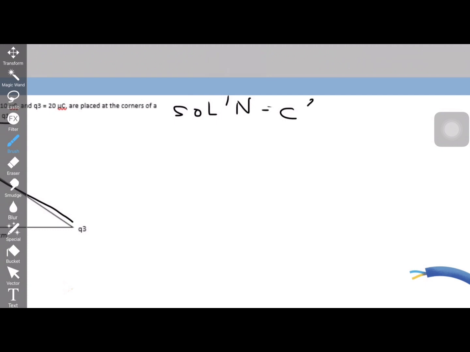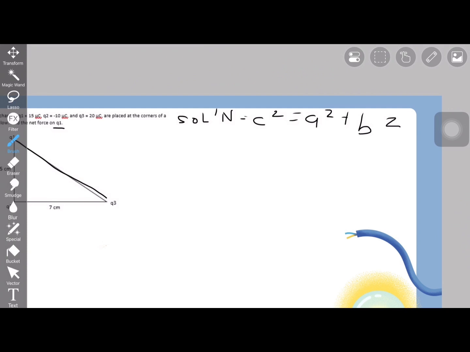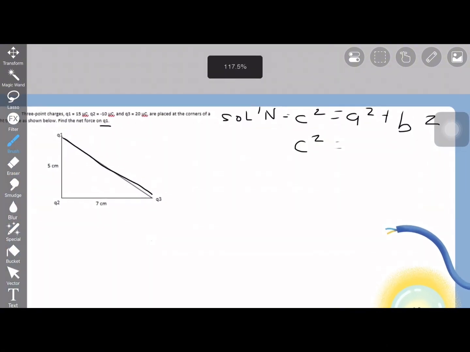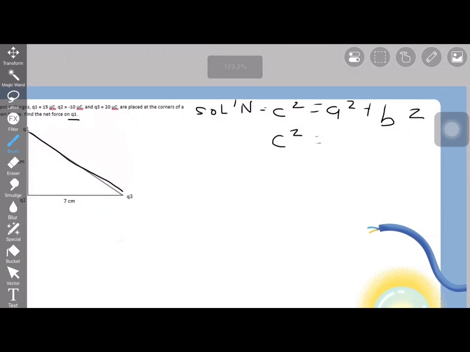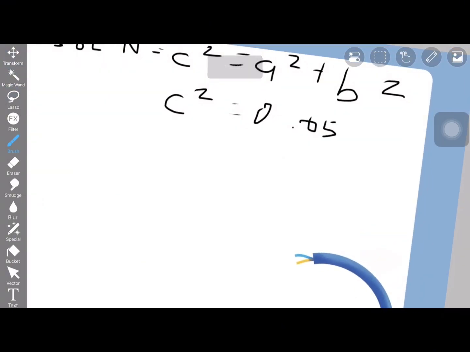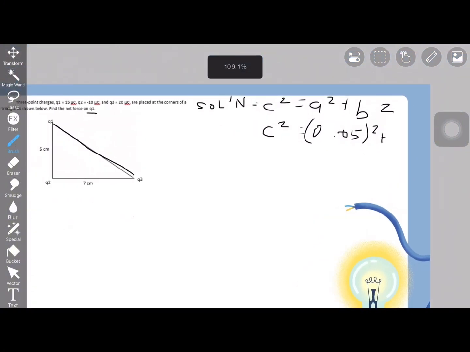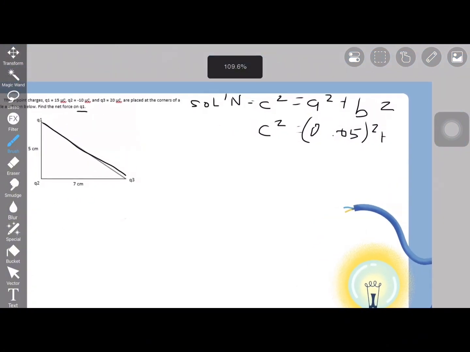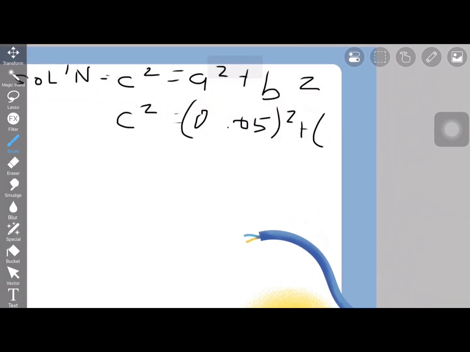So c squared is equals to a squared plus b squared. So c squared would represent our own R3, or the Q1 going to Q3. A squared would revolve around our own Q1 going into Q2, or our own R1. So 0.05 squared plus our own b squared, which is Q2 going to Q3, or 0.07 squared.